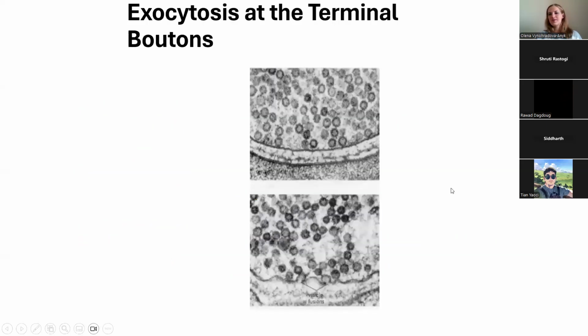This is also a nice picture, this photo. Under microscope, you could see presynaptic and postsynaptic membrane and the moment of rest period and stimulation of releasing vesicles and transferring them to the postsynaptic membrane.